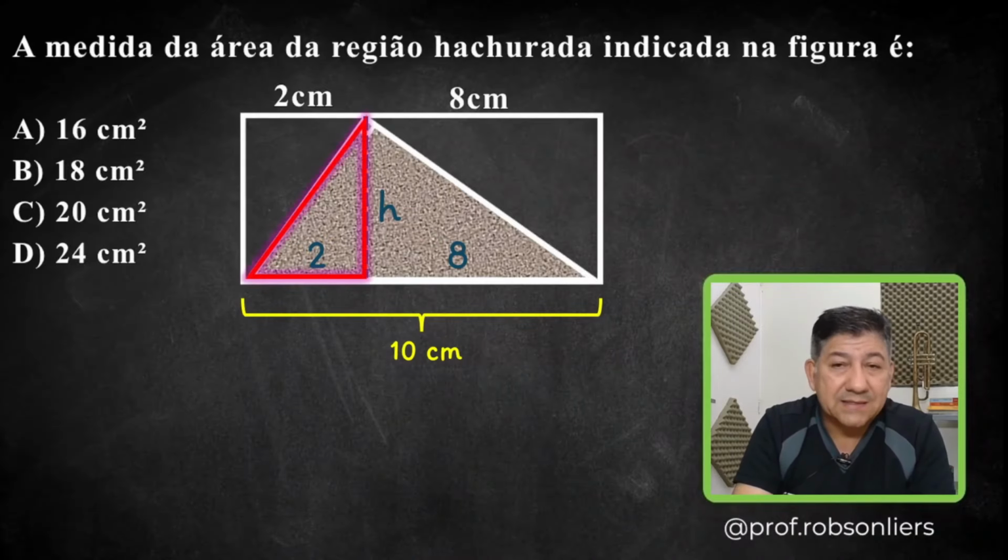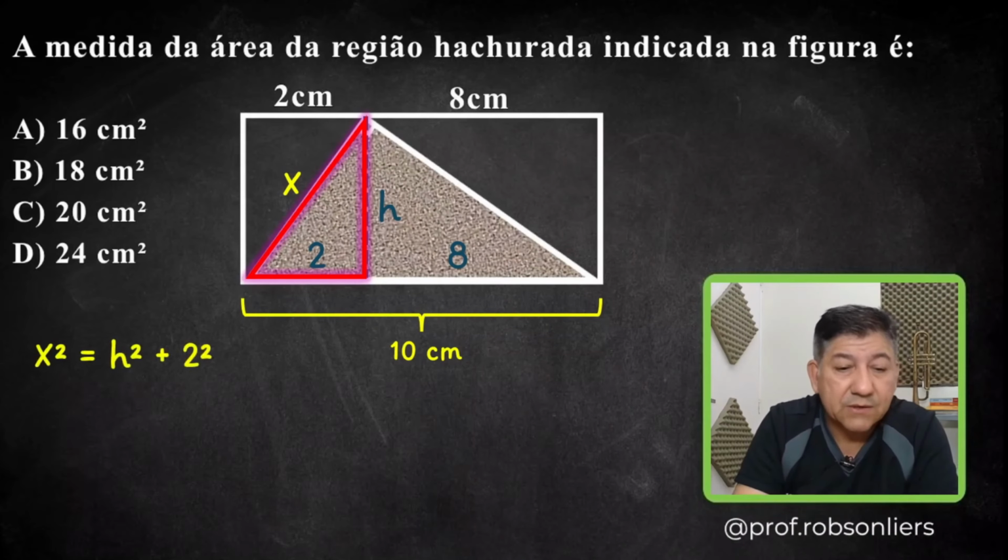Analyzing only this red triangle here, you can see that we have the two legs. One is equal to h and the other is equal to 2. We want to find its hypotenuse. I'm going to call the hypotenuse x. Using the Pythagorean theorem, it will be like this.